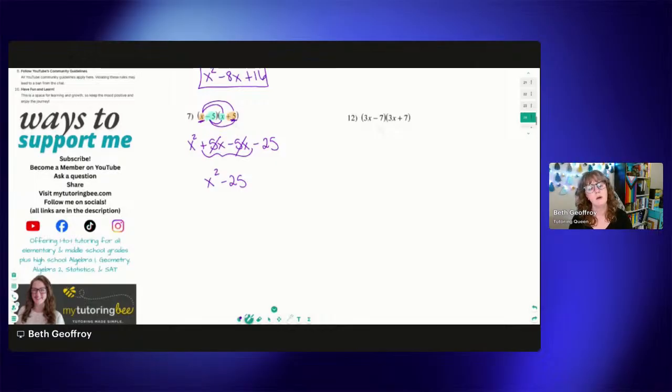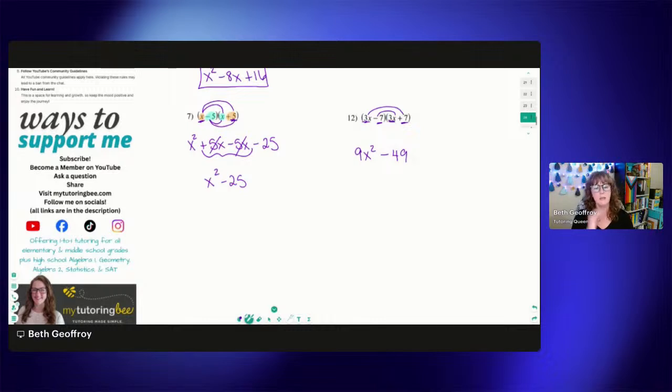So let's see what we get over here. And again, just sort of take that little bit of a shortcut and skip those two middle terms. So what do we get when we square 3x? 3x times 3x gives us 9x squared. And then we know that those middle terms are going to cancel out. This will give us a positive 21x. This will give us a negative 21x. That's going to cancel out. So then we can just skip to -7 times positive 7, which is -49.